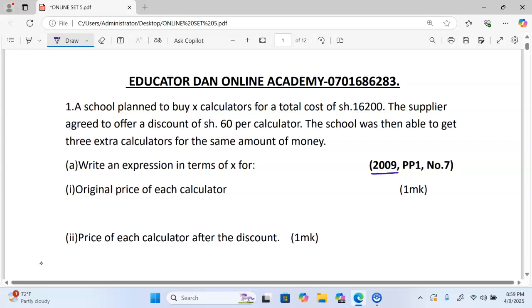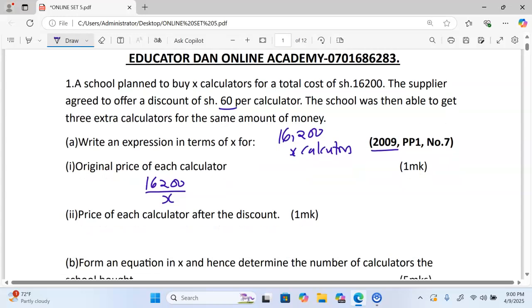Roman 1, the original price of each calculator. Remember, we have a total of 16,200 to spend for X calculators. That means the price of each calculator is going to be 16,200 divided by the number of calculators that the school plans to buy. We have further been told that the supplier agreed to offer a discount of 60 shillings per calculator. That means what is going to be spent will be 60 shillings less.